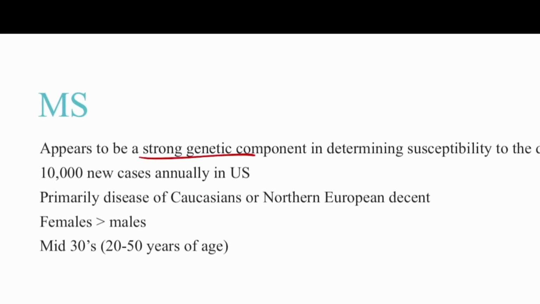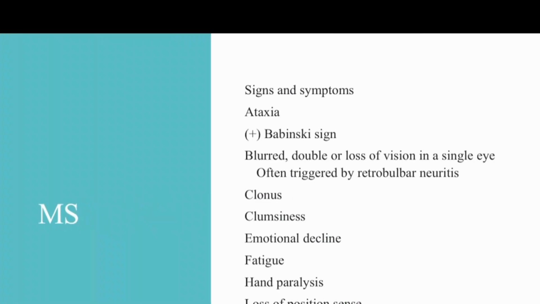Strong genetic component with MS, 10,000 new cases annually, primarily a disease of Caucasians of Northern European descent, more females than males, and usually mid-30s is when multiple sclerosis will start to present in a serious format. Signs and symptoms of multiple sclerosis, and I have a picture for you guys to remember all this stuff.